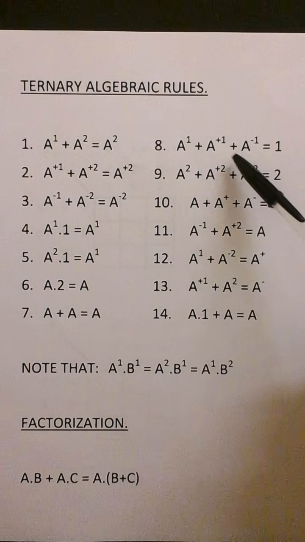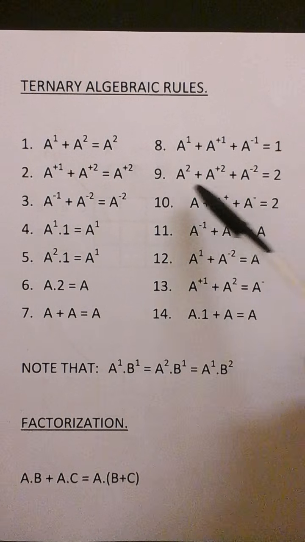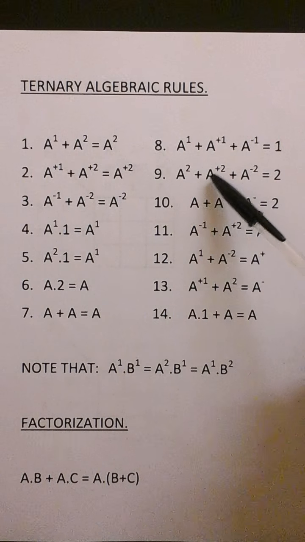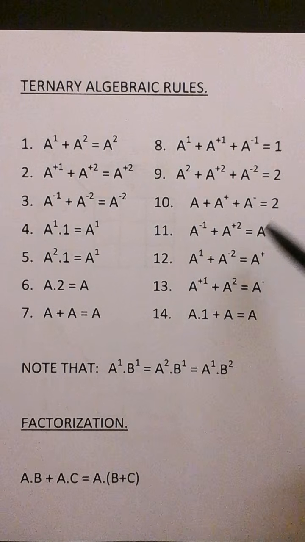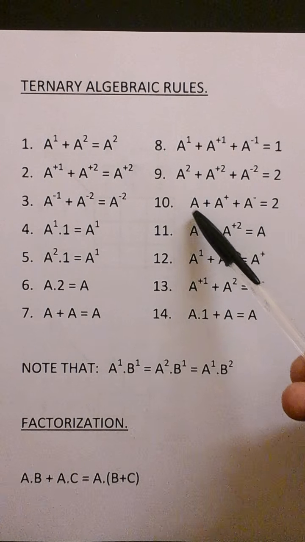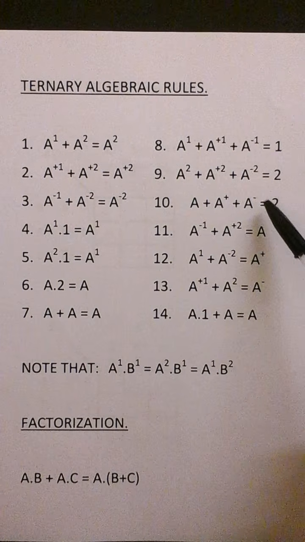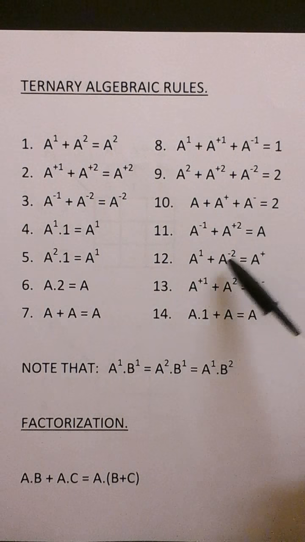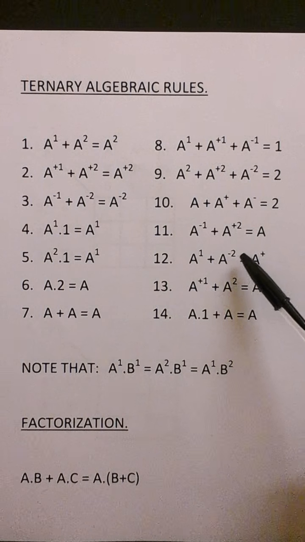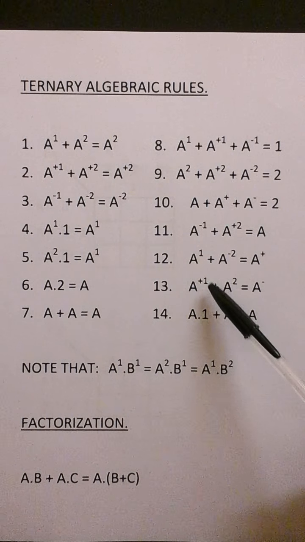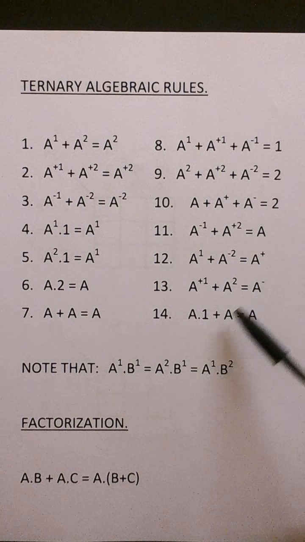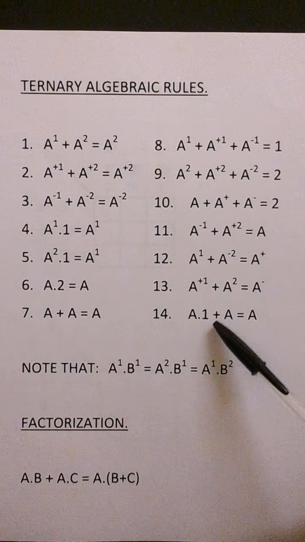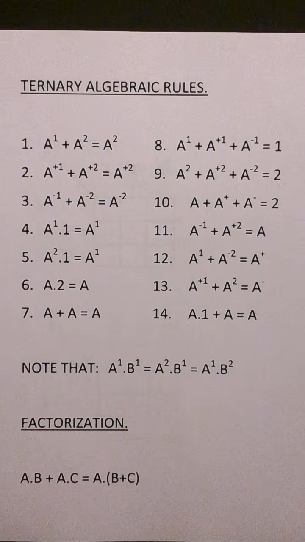A1 max A plus 1 max A minus 1 equals 1. A2 max A plus 2 max A minus 2 equals 2. So A max A plus max A minus equals 2. A minus 1 max A plus 2 equals A. A1 max A minus 2 equals A plus. A plus 1 max A2 equals A minus. And lastly, A min 1 max A equals A.